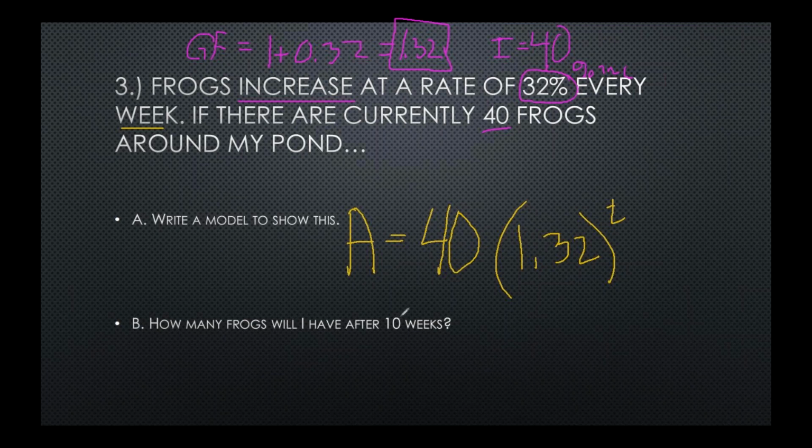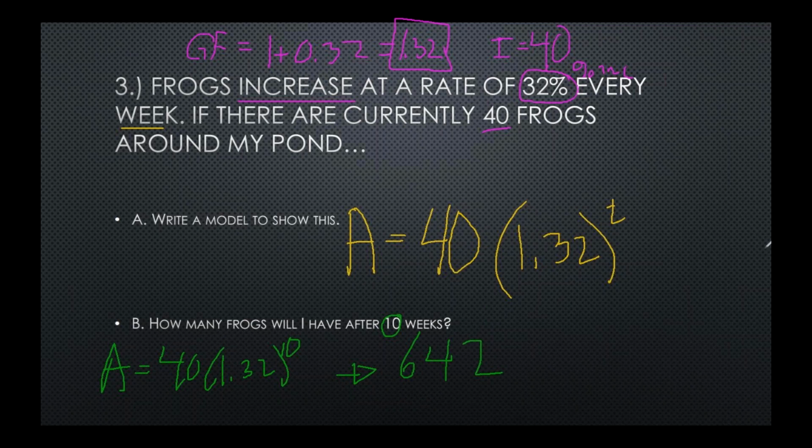Then it says how many frogs will I have after 10 weeks? What do I do with that 10? Plug it in for t. So a equals 40 times 1.32 raised to the 10th power. And did you get an answer? Yeah, but it's huge. Oh. It should just be 642.